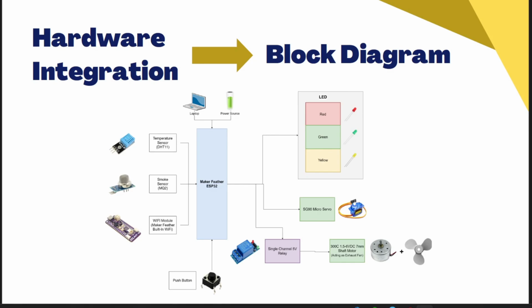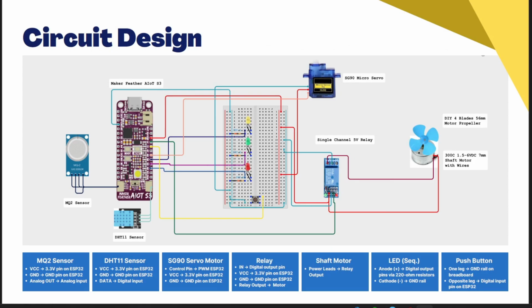Now let's have a deep dive on the circuit design itself. Sensors and actuators connect to the ESP32 via digital and analog pins. Relays manage high power devices like fans, while specifically the motor shaft. LEDs are controlled through resistors for sequential lighting. Push button is also integrated, which provides manual override in case of emergency or faulty alarms. As you can see here, this is the specific circuit design and technical implementation of this particular system.